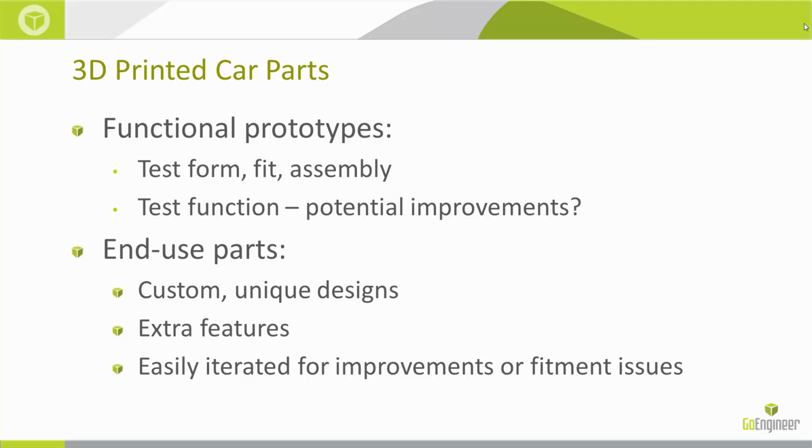And then lastly here, all of these parts can be easily iterated for improvements or fitment issues. So fitment issues is a huge one because of the two reasons we talked about earlier. You're not dealing with a CAD system, you're dealing with, say, templates and photographs and whatnot, but also easily iterated for improvements. So a lot of times you're prototyping a part, you're testing it, you're gaining some info from it, and you realize that even though this works, there's some improvements that I can make to it. And because the prototyping time and cost is so low, we can implement those improvements really easily.